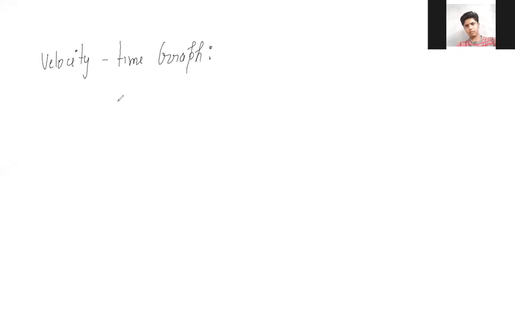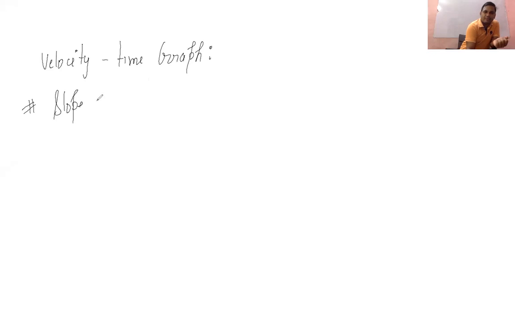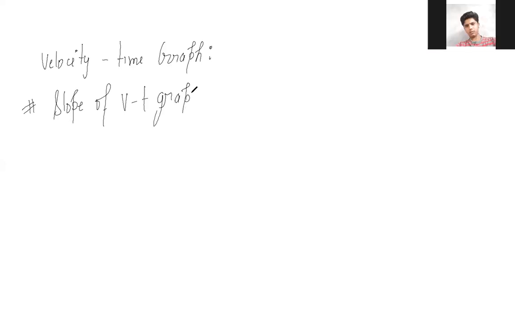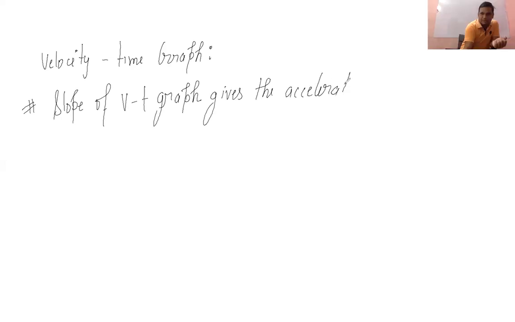So, you know about the velocity time graph. It will give acceleration. There are two important points, that is the slope of the VT graph. The slope of the VT graph will give acceleration.